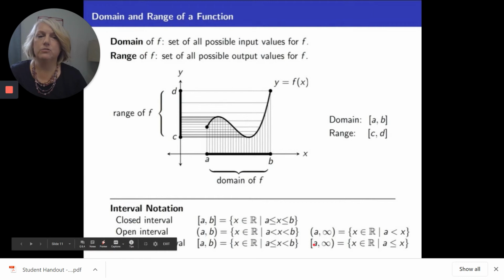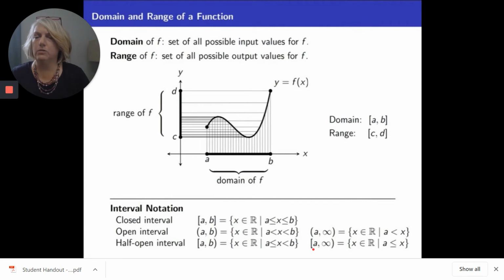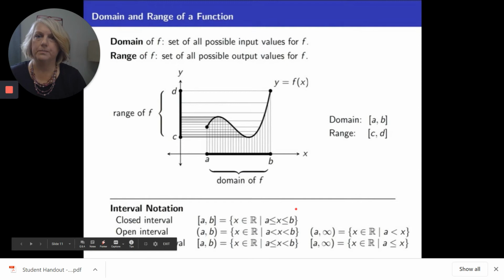If it's something like this right here, you would call it bounded below by A. Both of these are bounded below by A because they don't go any lower than A. Or bounded above could be something like negative infinity to B and so on. So we can talk about this idea of boundedness as well when we start talking about range.